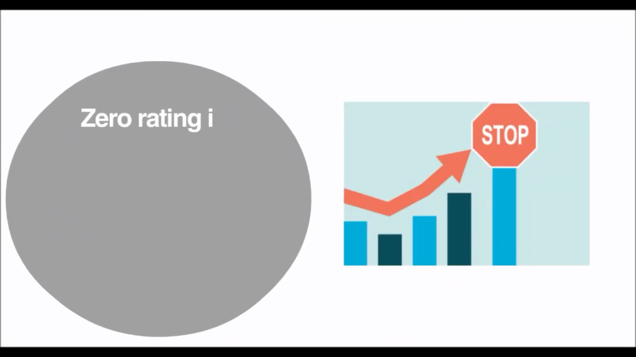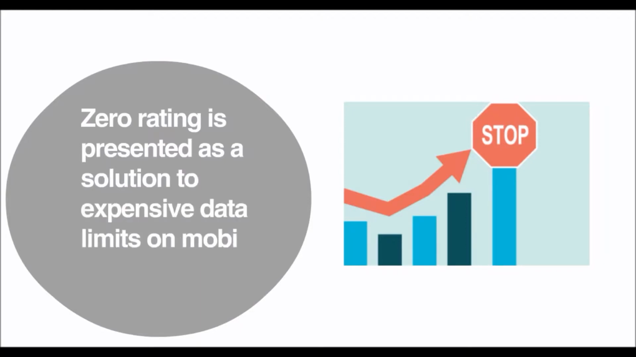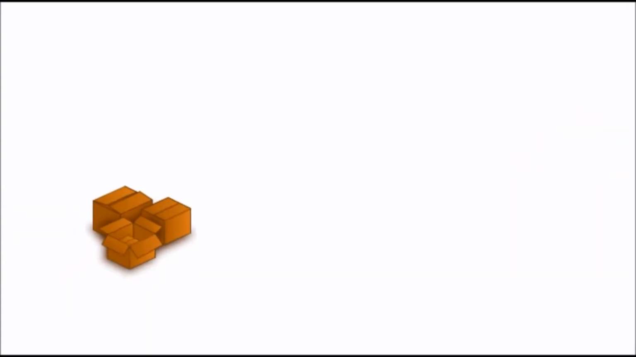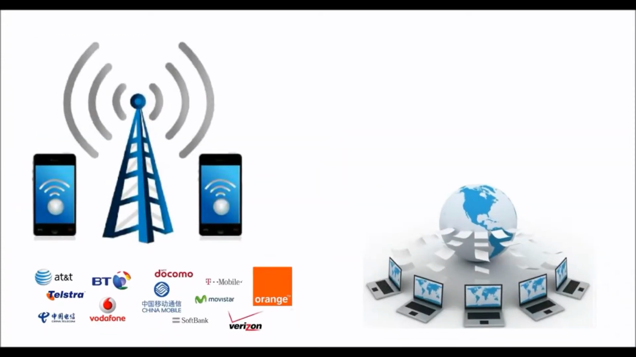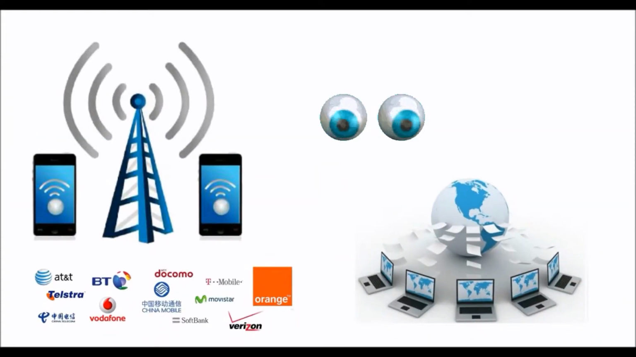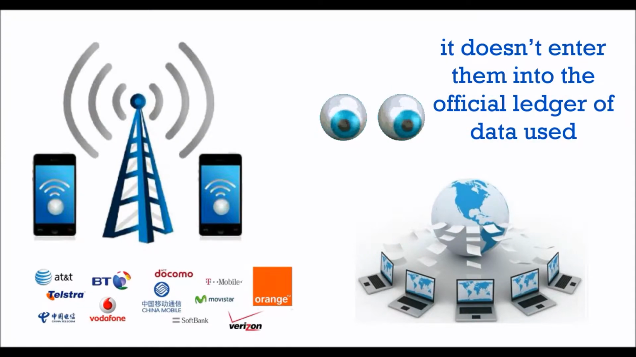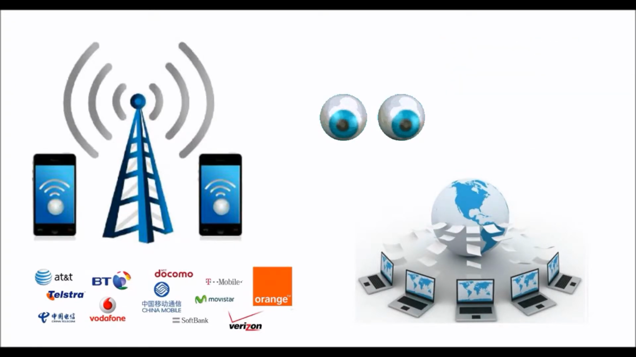In other words, zero rating is presented as a solution to expensive data limits on mobile plans. On a technical level, zero rating is a pretty simple process. Data packets in the internet are all labeled with their origins and destinations. So, an internet provider can identify when a packet is going or coming from a certain place on the internet, and after they send them on their way, they just don't put them into the official ledger of data used.